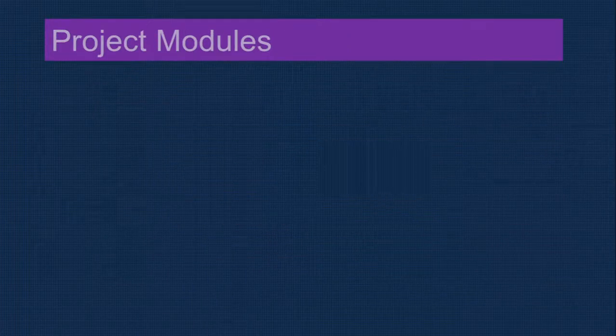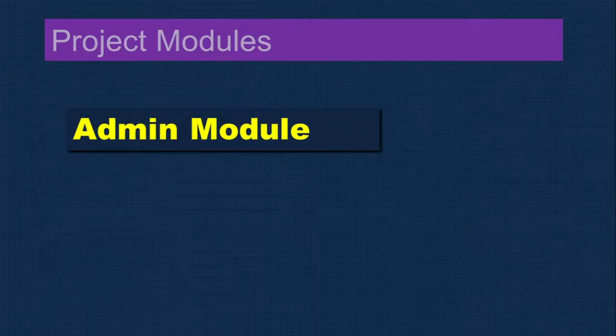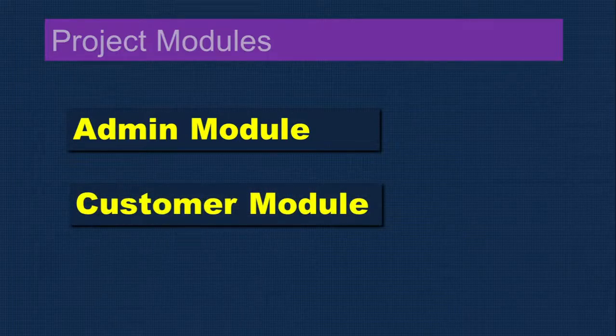Now let us look at this particular project. This is online cab booking. What are the modules in this? It will have two major modules. One is the admin module, the other one is the customer module. Admin module and the customer module.